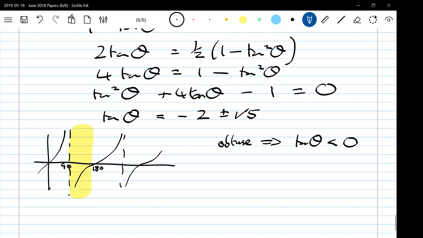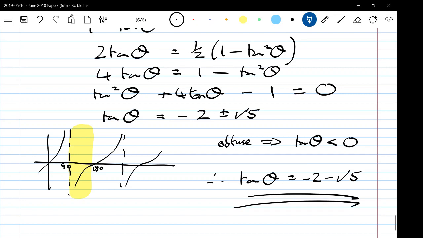So the only negative value we had was minus 2 minus root 5, because minus 2 plus root 5 is positive. So that was the answer. And the only answer. And that's maths.